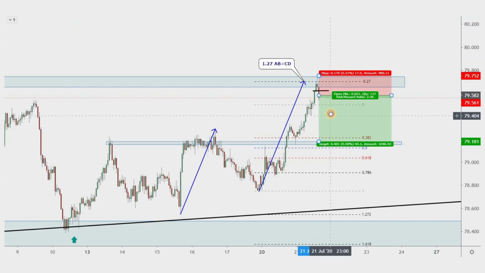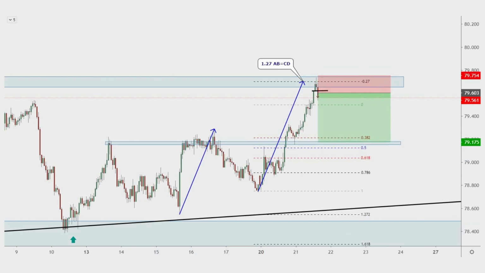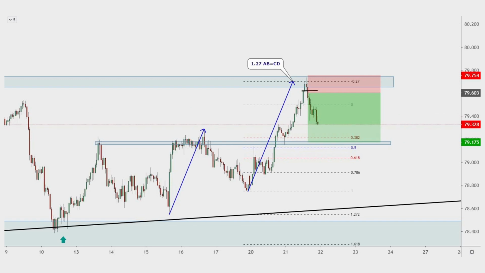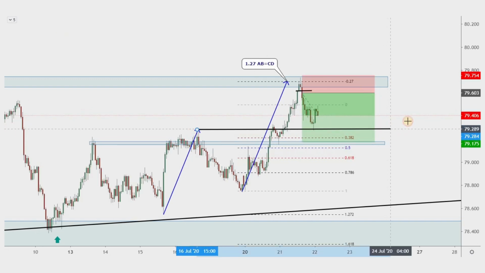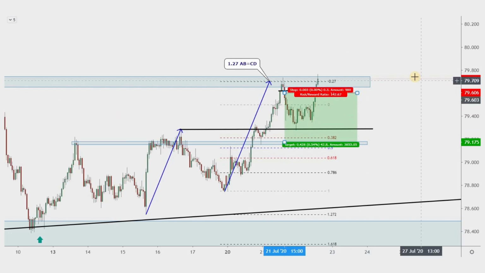This setup could offer us a 2.8 risk reward trade. Price reached 50% and I prefer to move stop loss to entry level and take partial profits from the position. Managing the trade is very important. Trade closed at break even.